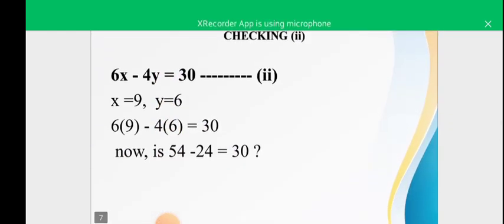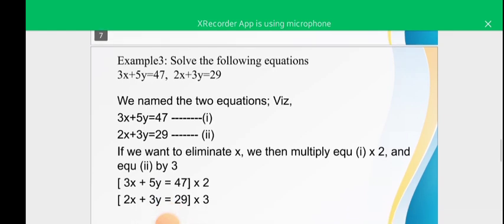Checking 2. That means equation 2. Let's check in equation 2. 6x minus 4y is equal to 30. The value of x is 9 and y is 6. So 6 times 9 minus 4 times 6 is equal to 30. 6 times 9 is 54. 4 times 6 is 24. So is 54 minus 24 equal to 30? If yes, we are also absolutely correct. So that is why we say we can evaluate ourselves. Good.